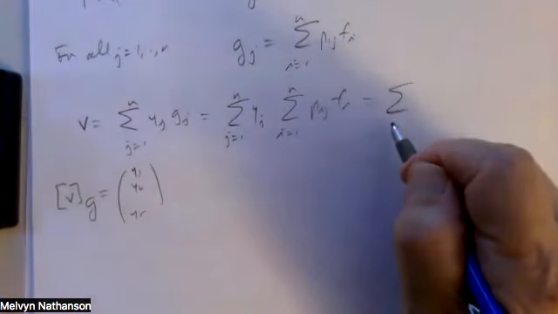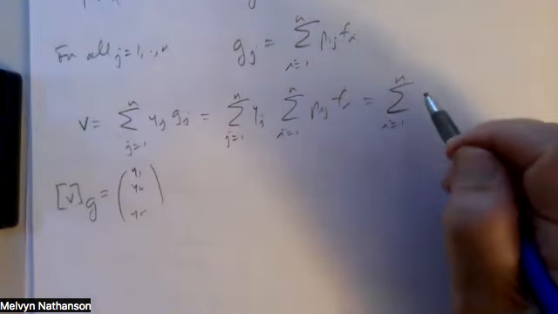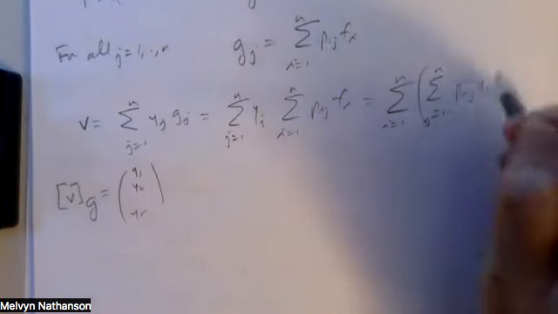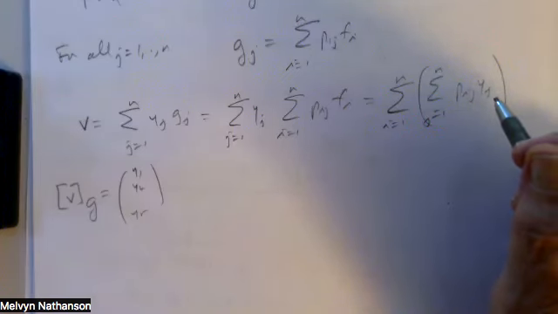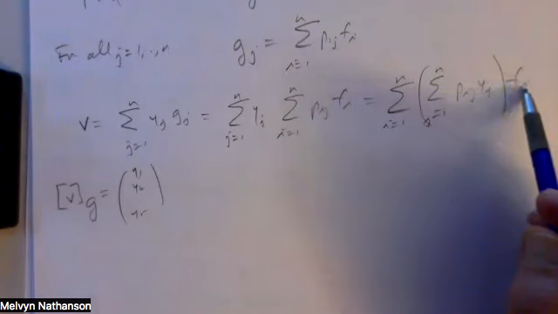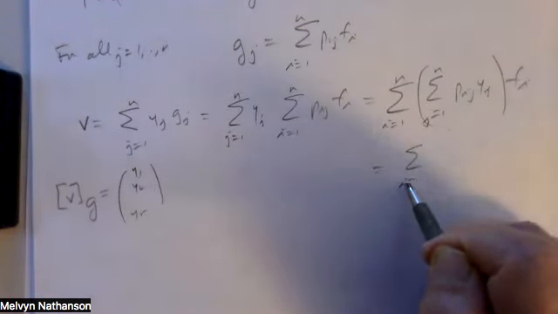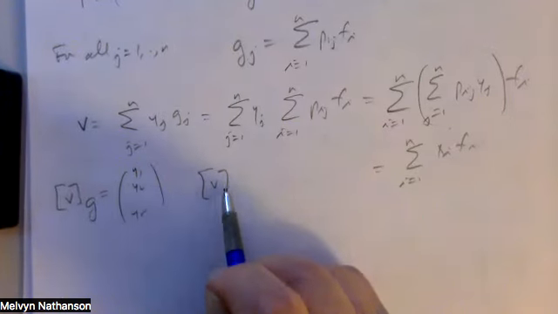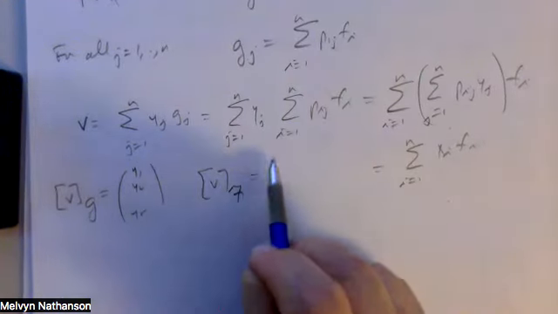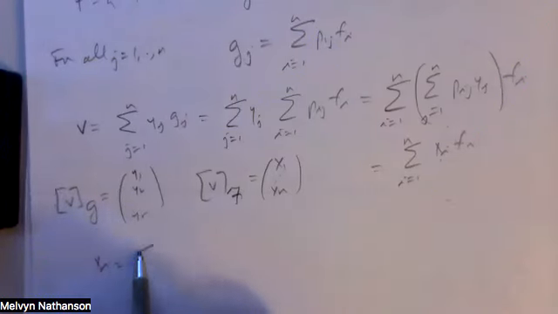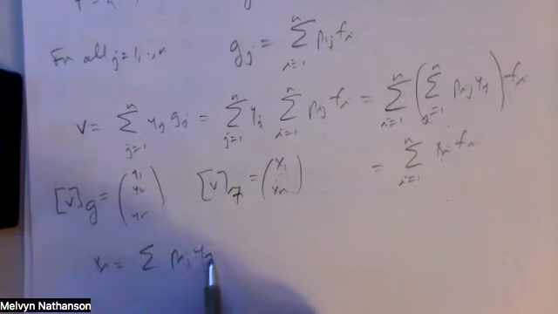If I interchange summations, this is summation i goes from 1 up to n, summation j goes from 1 up to n, p_ij y_j, f sub i. But this is V expressed as a linear combination of f_i's. So let me write this as summation i goes from 1 up to n, x sub i, f sub i. So the coordinate vector of V with respect to F is x1 up to xn. But each x_i is summation p_ij y_j, j goes from 1 up to n.